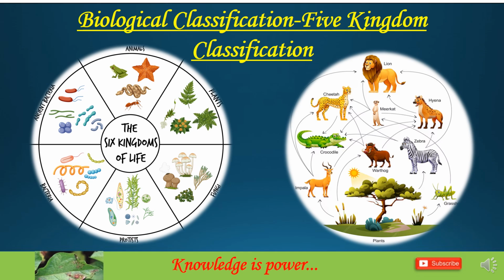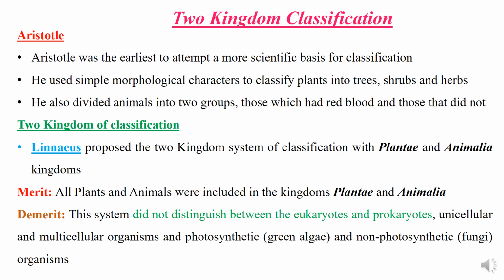Today we are going to discuss biological classification, which includes 2 kingdom classification, 5 kingdom classification, and now 6 kingdom classification. Why is classification required? Because we have needs like shelter and food. For this purpose, if we want to identify a particular thing, then a proper classification is required.